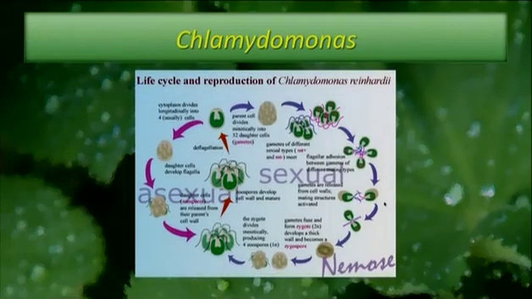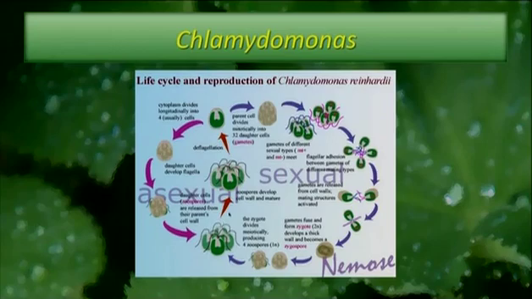So here's a look at the life cycle and reproduction of Chlamydomonas. Here's the asexual life cycle. You have deflagellation. The cytoplasm divides into different cells, 2 or 4 or 8 or 16 or 32. Then daughter cells are released as zoospores from their parent cell wall.